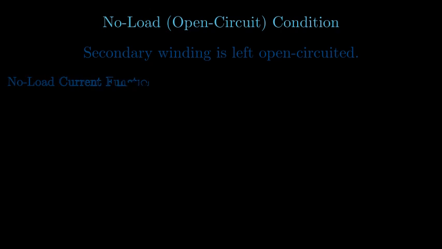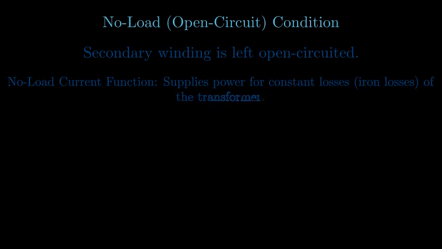First, let's understand what the no-load condition actually means for a transformer. During no load, the secondary winding is left open-circuited. This means the transformer is connected to a power supply, but there's no load connected to its output. Even though the secondary is open, the transformer still draws a small current from the supply. This small current, known as the no-load current, is not for powering a load, but for something else. Its function is to supply the power required to cover the constant losses inside the transformer. These are primarily the iron losses in the core.